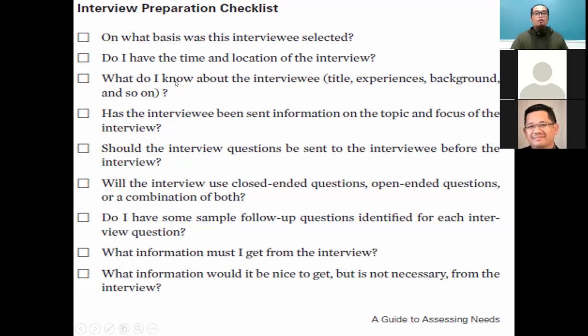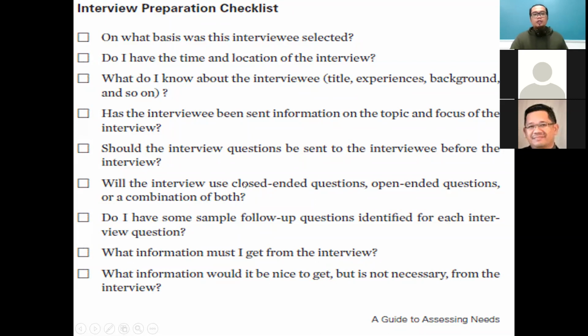Number three: what do I know about the interviewee regarding titles, experience, background, and so on? Has the interviewee been sent information on the topic and focus of the interview? Because this is really important. For some of the questions, the participant may need to be ready. Should the interview questions be sent to the interviewee before the interview?